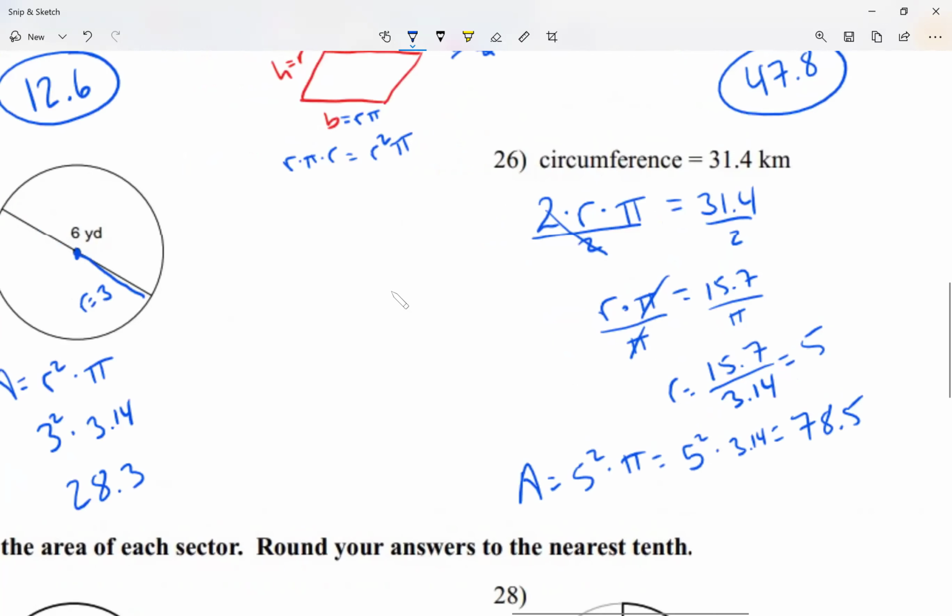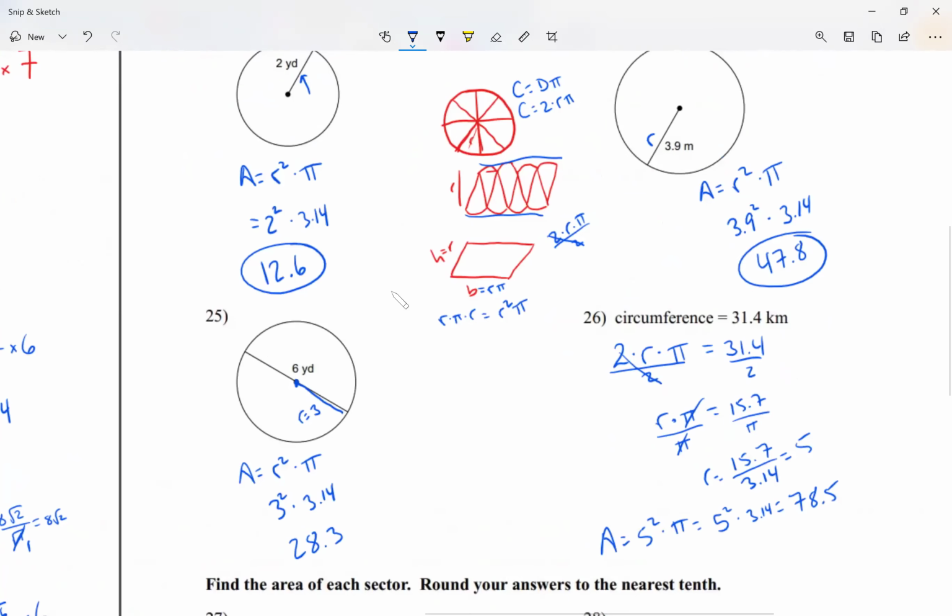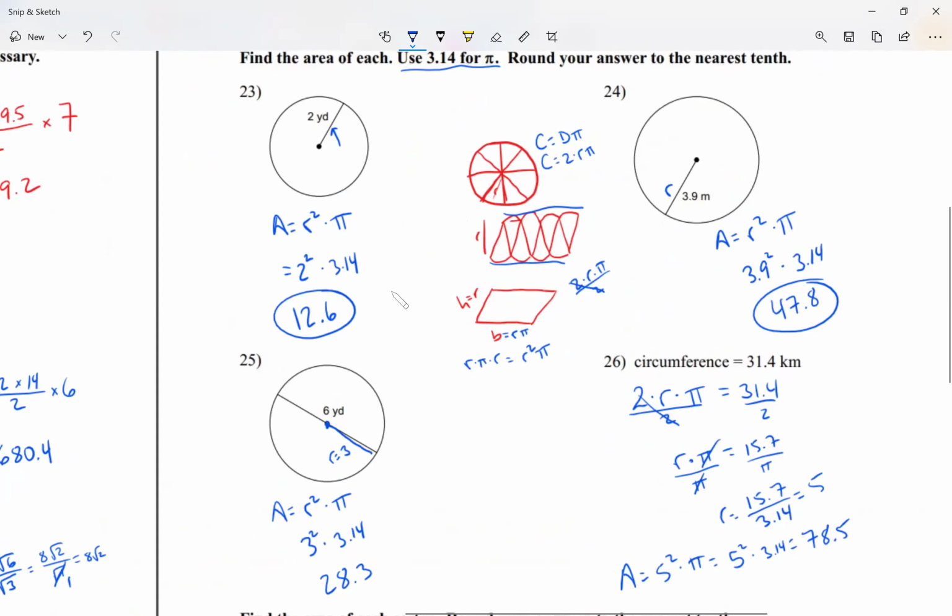So it is easy when I have the figure, because I can see that the radius is given. But for some questions on your homework, I'm going to give you information about the circle. So once I give you the circumference, you have to find the radius. And once you have the radius, you can find the area of the circle.